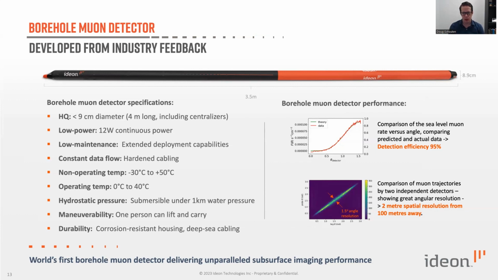One is a comparison of the muon flux at sea level between theory in green and the data. And you can see very, very good correspondence, and the detection efficiency for seeing muons that pass through the detector is about 95%. And we also have good spatial resolution. So it's a 1.5 degree angle resolution on each muon passing through. And that translates into about a 2 meter spatial resolution from a distance of 100 meters away. So the intrinsic imaging capability of the sensor is very good.